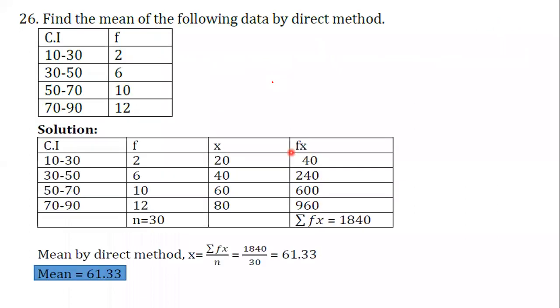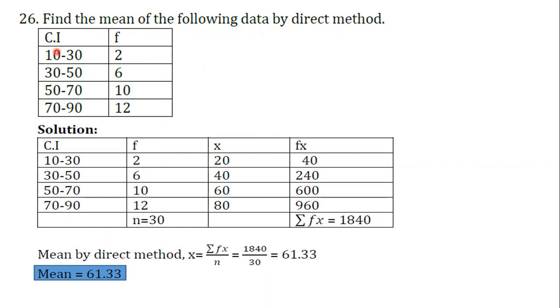Next question. Find the mean of the following data by direct method. Yes, we have 3 methods to find the mean. First is the direct method, second is the assumed mean method, and third is the step deviation method. Here they have clearly given that you need to find the mean using the direct method.